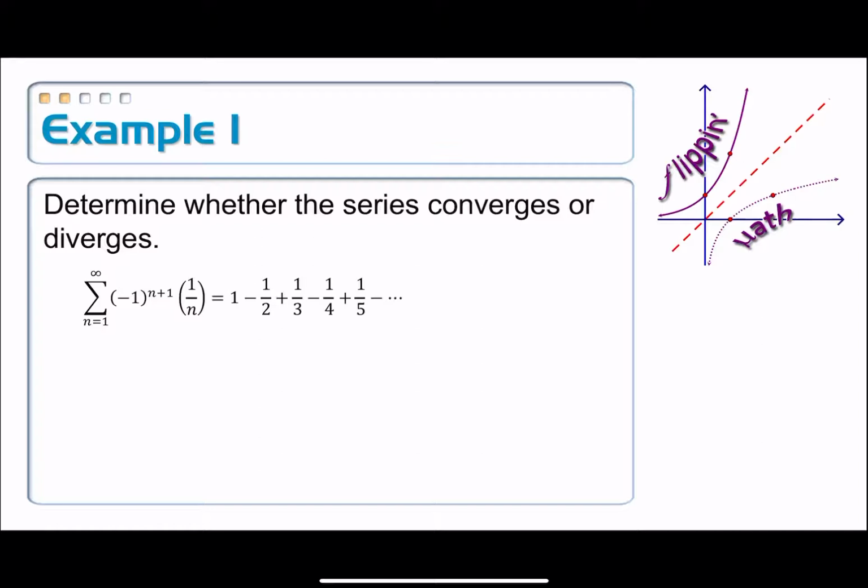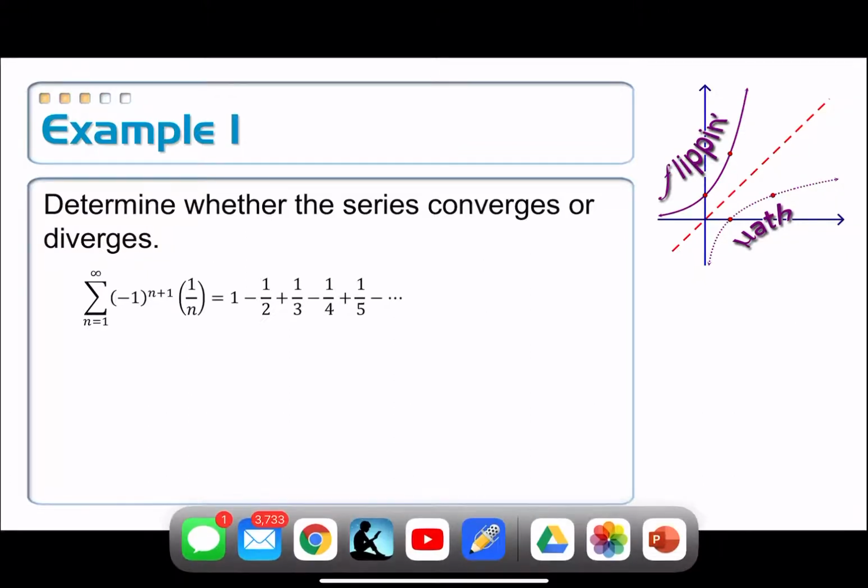All right, continuing our discussion of alternating series, and specifically the alternating series test. Example 1 asks us to determine whether the series converges or diverges. When you see something like a -1 raised to some sort of power in your series, unless it's geometric, the only thing that you have to go with is your alternating series test. So let's give it a try.